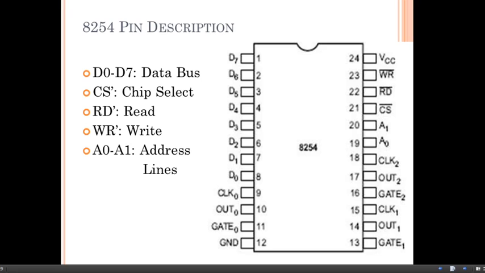If A0 pin is equal to 1 and A1 is 0, in that case counter 1 gets selected. If A0 is 0 and A1 is 1, in that case counter 2 is selected, and if both the pins are 1, in that case the control word register of 8254 will be selected.